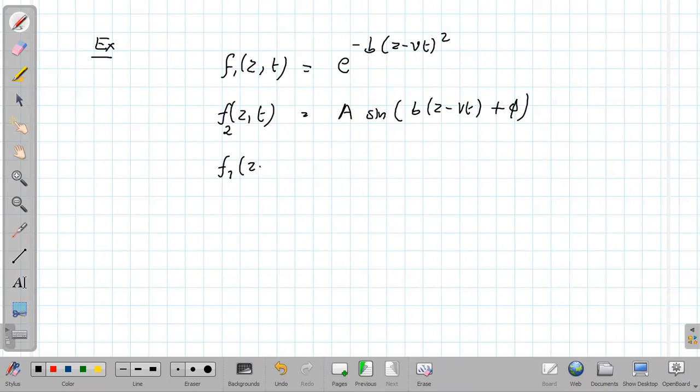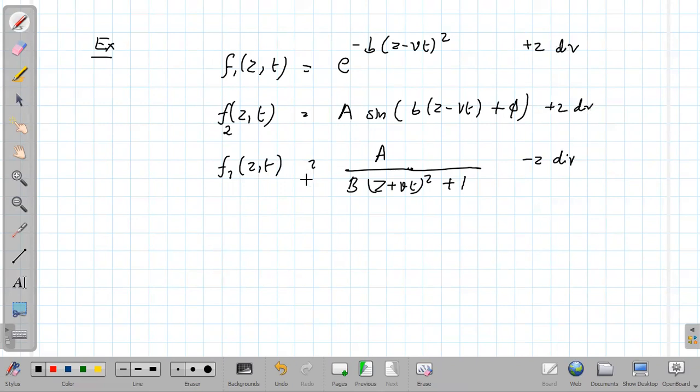Now, if you take some other wave function f3 of z, t, suppose this is a by b (z plus vt) squared plus 1. So this represents a wave propagating in the negative z direction. So the first two are propagating in the positive z direction. By just looking at the form of the wave function, we can say what the direction of its propagation should be. And moreover, we can also tell about the speed of the wave.